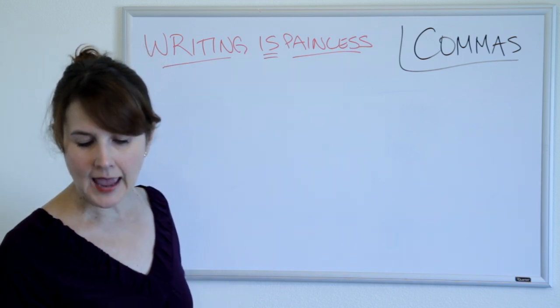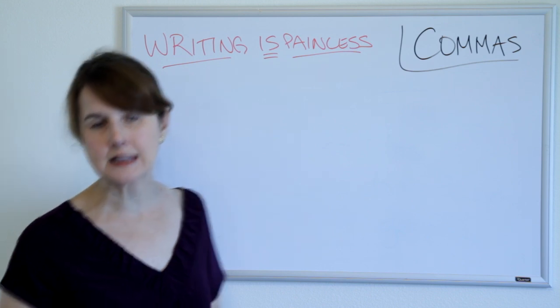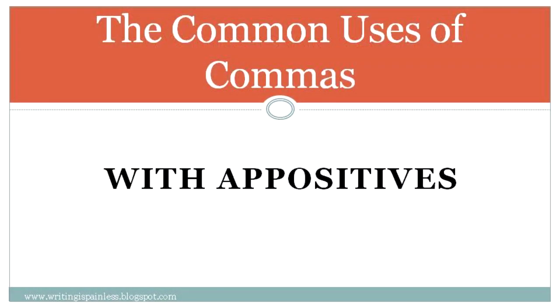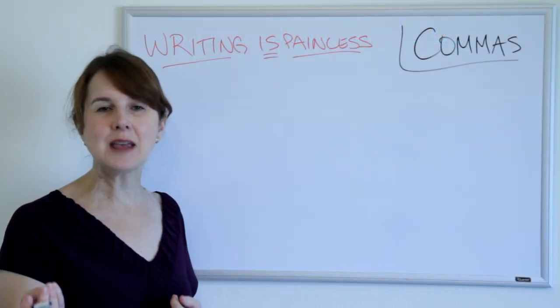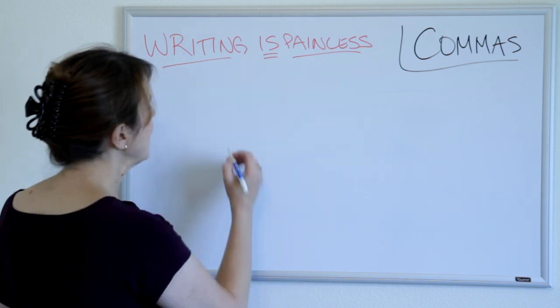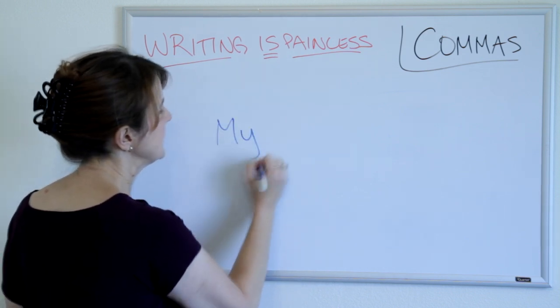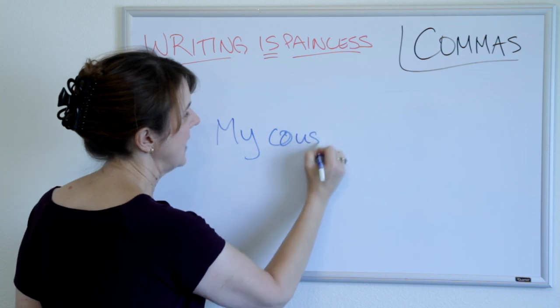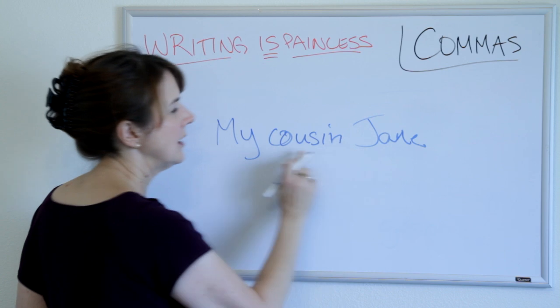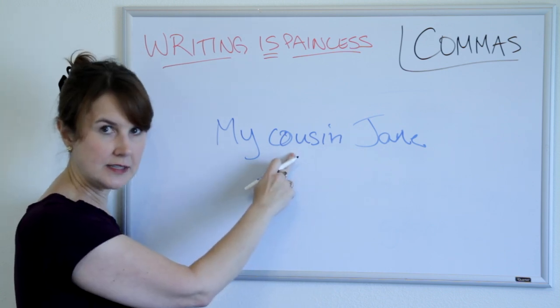The next one is something that is called an appositive, A-P-P-O-S-I-T-I-V-E. An appositive is a word that renames or illustrates or defines a noun that it's associated with. So if I have a sentence that says, my cousin Jane lives in Canada, in this case, the noun is cousin. This is the subject of the sentence.